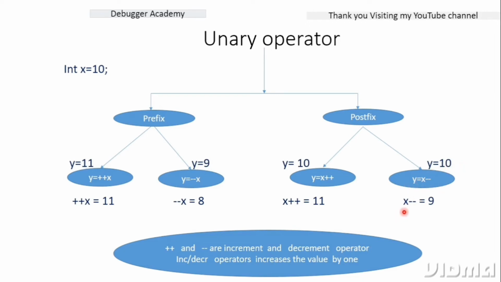But if I wish to print the value of x minus minus, then it will decrement the value by 1. It means previously the value of x is 10. Now I am decrementing the value by 1, means 10 minus 1, that is 9. Understood? So in this way the unary operator actually works. So I'll explain all this with the help of coding. Till now, understand what is prefix, postfix, and what is the increment operator and decrement operator. Okay, now let's start the coding part.